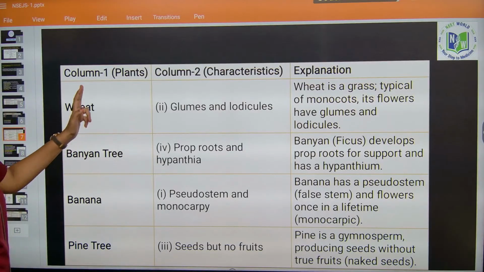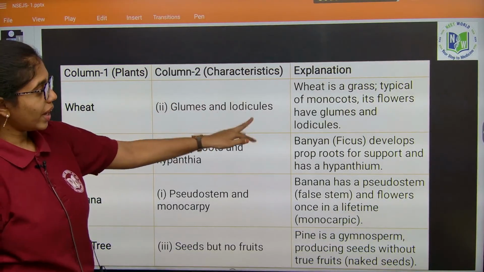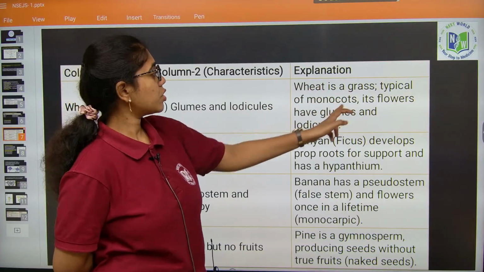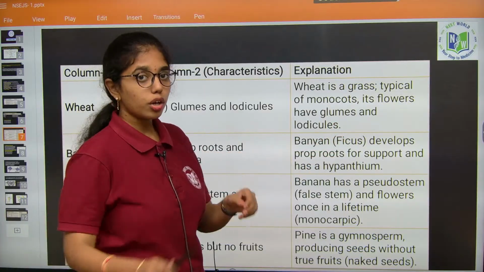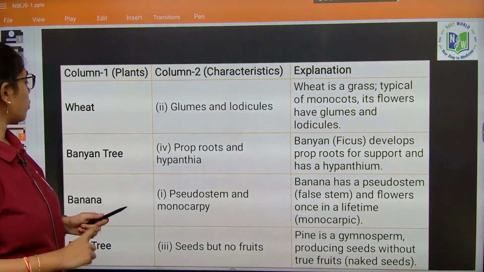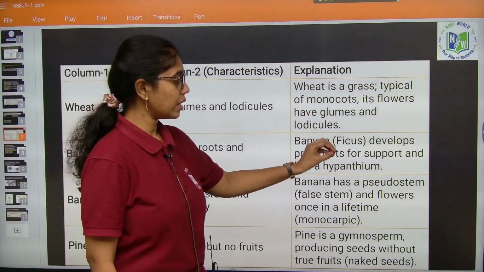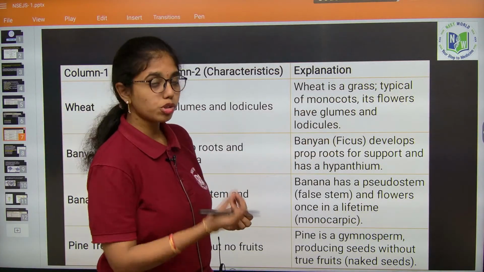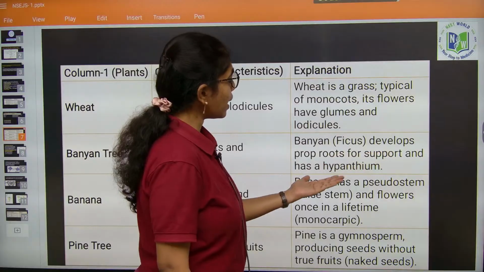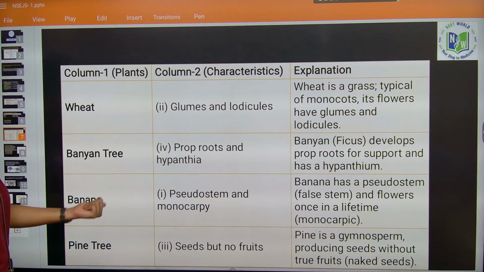So in this table it is clearly given, see, wheat has the characteristics of glumes and lodicules, where wheat is a grass, belongs to Poaceae family, monocots. Its flowers have glumes and lodicules. Glumes at the base of the inflorescence and lodicules which are the reduced form of perianth. Banyan tree, if you see, has prop roots and hypanthodia, wherein banyan, that is Ficus, develops prop roots or pillar roots for mechanical support, and it has hypanthodium, which is a special type of inflorescence with an urn receptacle.